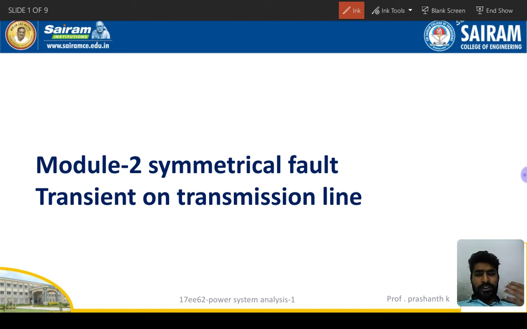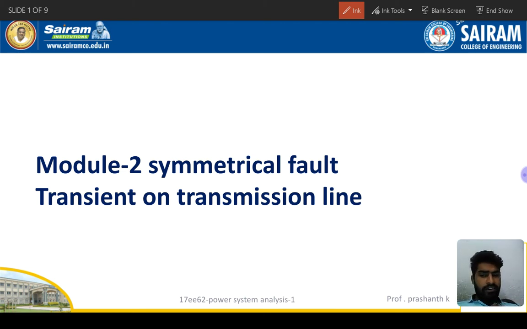Suppose birds, bats or whatever touch two lines, we will get an LL fault, and then insulation failure also will be there. If there is a failure in the power supply, or failure in any electrical power system components or power system switchgear, we will be having faults.